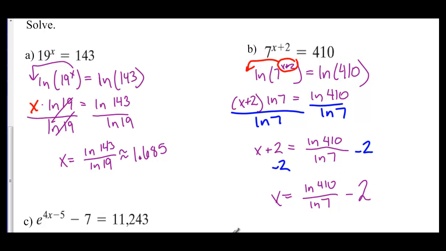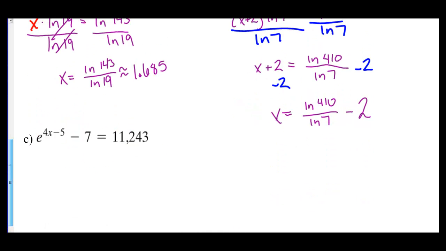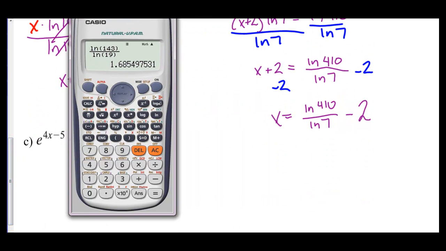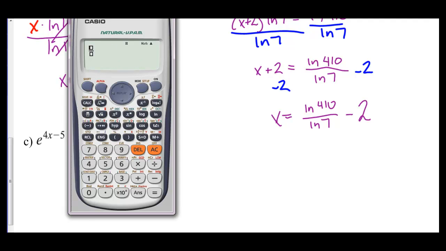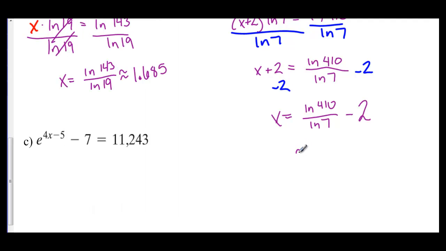And again, if you're wanting a decimal equivalent, just use your calculator. So we're going to have the natural log of 410 divided by the natural log of 7, and all that is going to be minus 2, and that's going to give us about 1.092. So that's about equal to 1.092. And these little squiggly equal marks, that's just saying approximately.